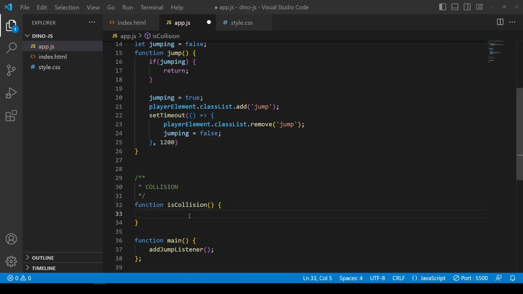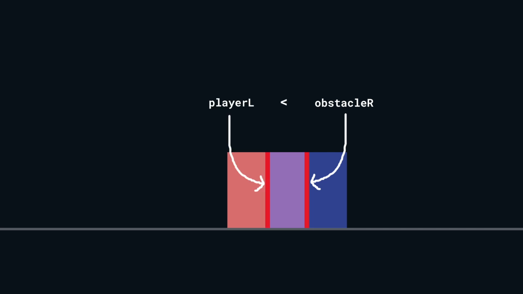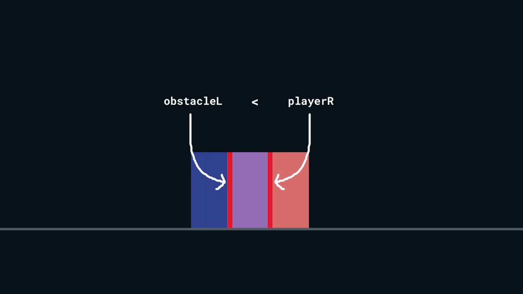Now to check the collision between two elements, we need to get the X collision and the Y collision. To check the X collision, we need to compare the rightmost point of the obstacle and check if that is greater than left point of the player, and if the obstacle's left point is less than the player's right point. This will give us X collision. And for Y collision, we can simply check the bottom point of the player element if it is greater than the top point of the obstacle.